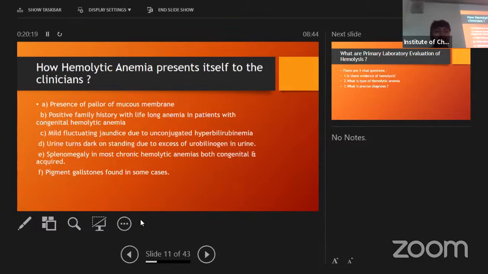So how does hemolytic anemia present itself to the clinician? There is presence of pallor of mucous membrane, positive family history in case of congenital hemolytic anemia, mild fluctuating jaundice due to unconjugated hyperbilirubinemia, splenomegaly, and in rare cases pigment gallstone due to overproduction of the bile salt.